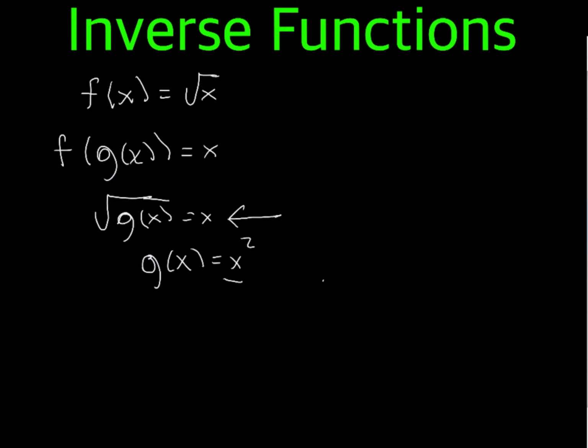Notice, though, if x is negative, this equation doesn't work. Because the square root of any number n is always greater than or equal to 0. So x is also greater than or equal to 0. And notice this is definitely true for f of x, because it has a domain of x is greater than or equal to 0. So the domain of g of x must also be x is greater than or equal to 0.